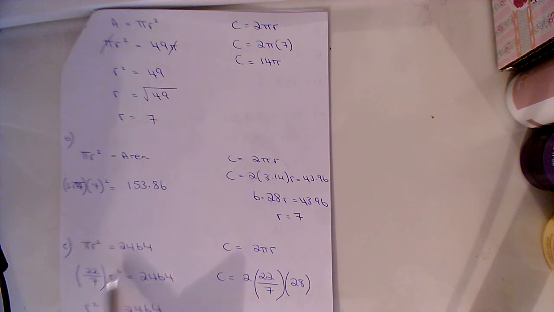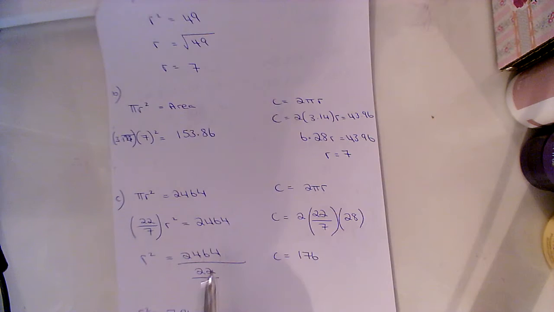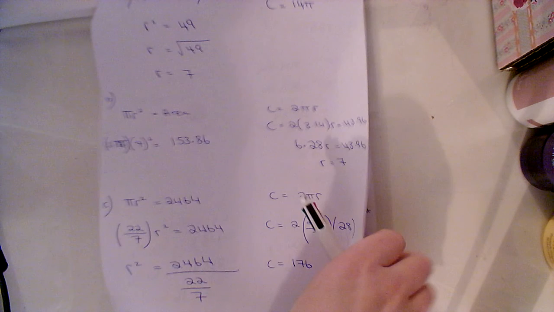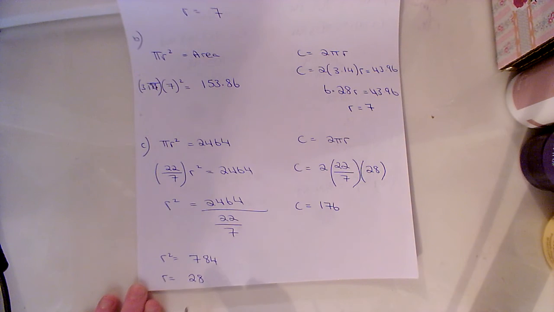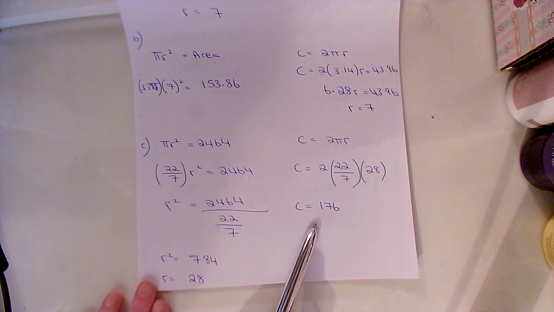So I have pi r squared is equal to 2464. r squared is equal to 2464, divide across by 22 over 7 because they're actually multiplied by one another. I have r squared is equal to 784 when I put that into my calculator, and then I want to get r on its own, so I'll get the square root of this and I'll get r is equal to 28. That gives me enough information to then go on and find my circumference.